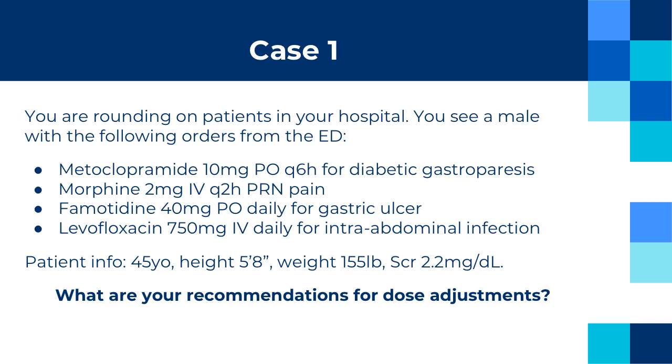The patient's 45 years old. He is 5 feet 8 in height. He weighs 155 pounds, and his most recent serum creatinine is 2.2 milligrams per deciliter. So, based on the stepwise approach, what do you recommend for dose adjustments, if any, for this patient?